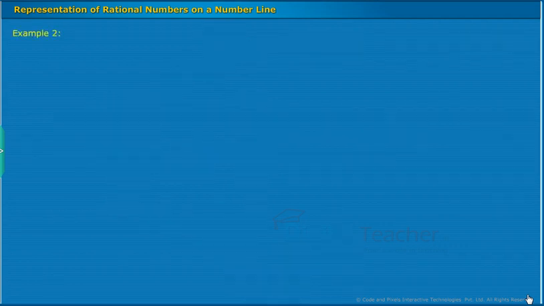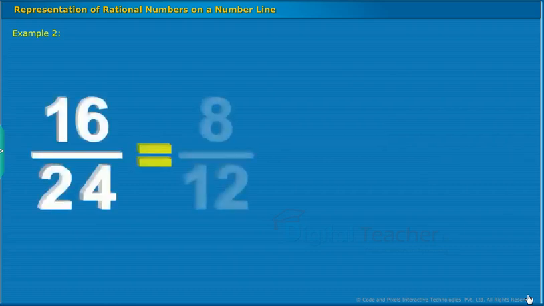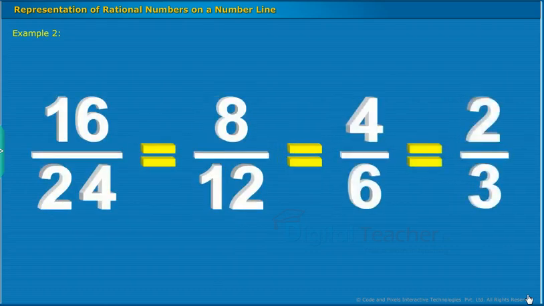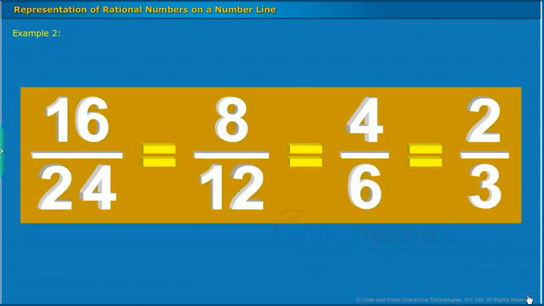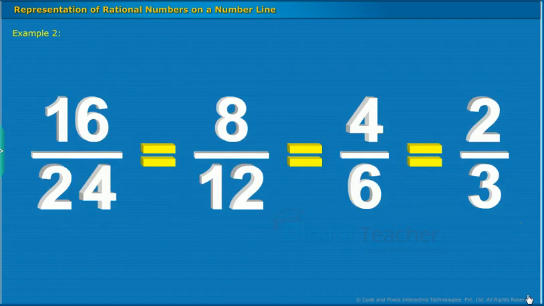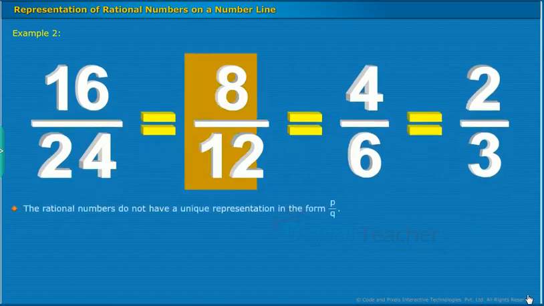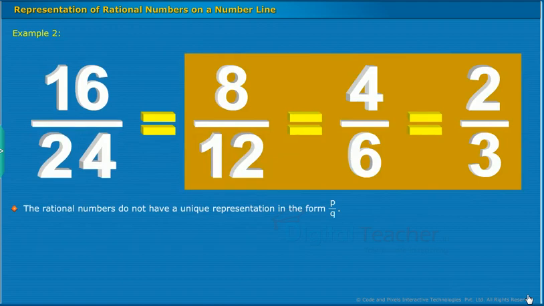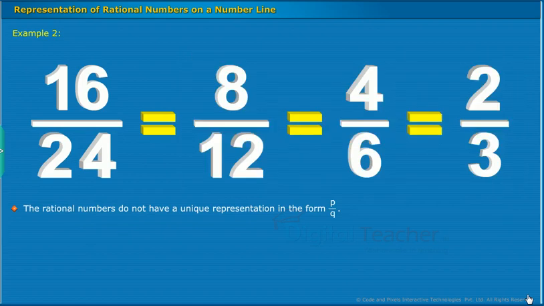Similarly, let us consider one more example, that is 16/24. Further simplification is as shown on the screen. So all these are equivalent rational numbers. Thus, from examples 1 and 2, we conclude that the rational numbers do not have a unique representation in the form p/q.